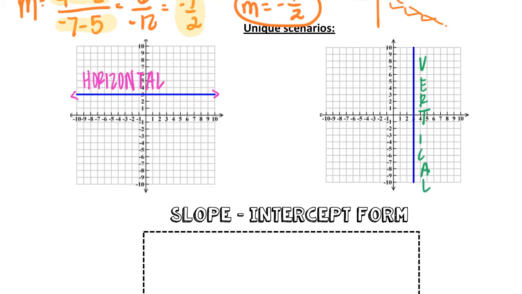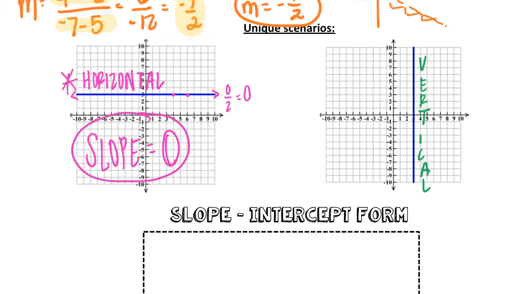The slopes of these lines are considered unique. Think about as we went from point to point here on this horizontal line. How much are we rising as we get from the left point to the right point? We're rising 0. Our slope is then 0 over, for example, in this case, 2. 0 divided by 2 is 0. The slope of a line that is horizontal is 0. So if you have a horizontal line, the slope is 0.